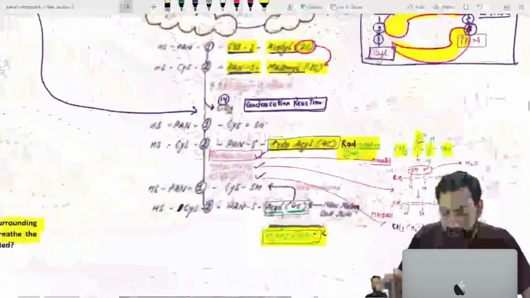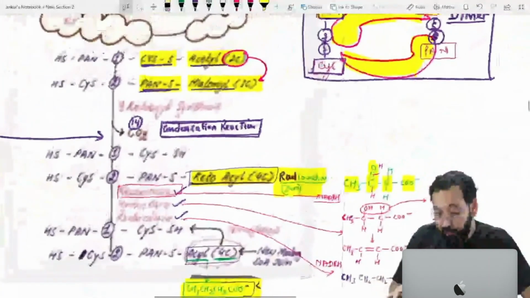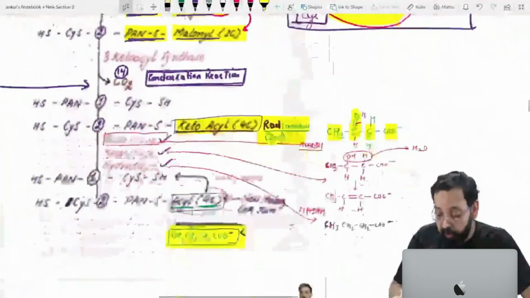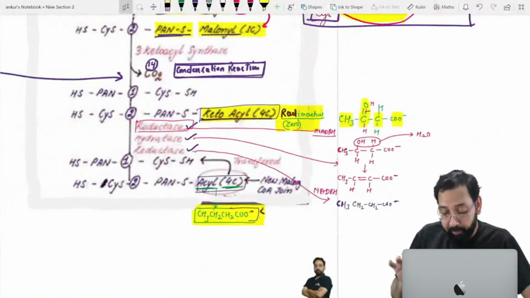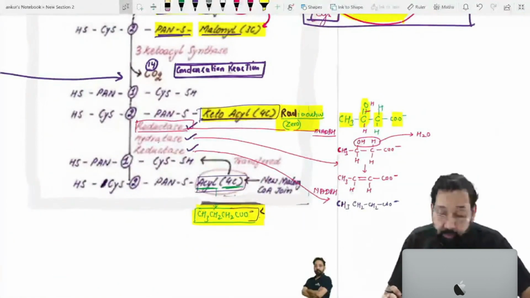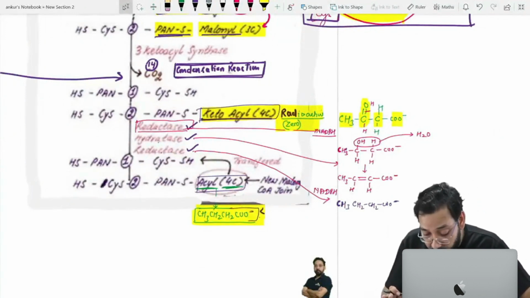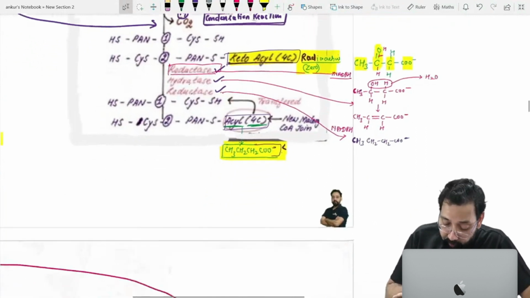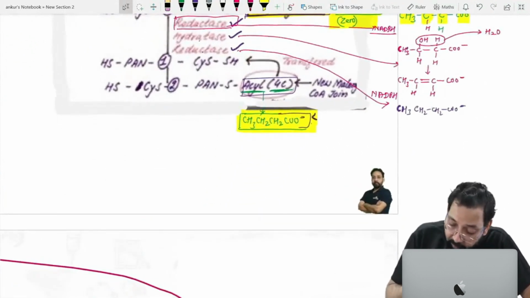So this is fatty acid synthesis. In the first step, how many carbon atoms are joined? 2 plus 2, 4 carbon atoms are joined. But you said, sir, I want a 6 carbon fatty acid. I said, okay, don't worry, we can make a 6 carbon fatty acid. What I will do, I will draw it again.